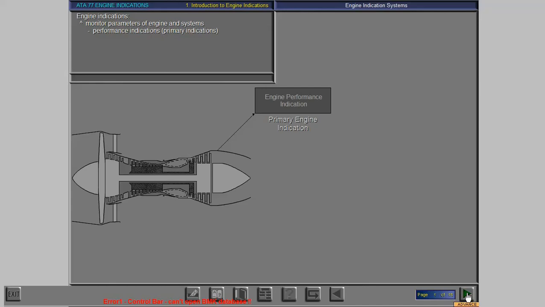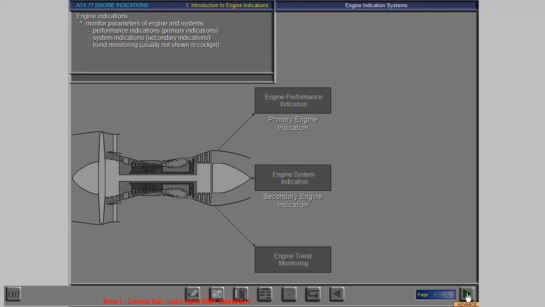First, there are the performance indications that are also named primary indications. Then there are the system indications that are also called secondary indications. The third group of indications is used for engine trend monitoring and is usually not shown in the cockpit. Now try this task for a brief introduction to each group of indications.